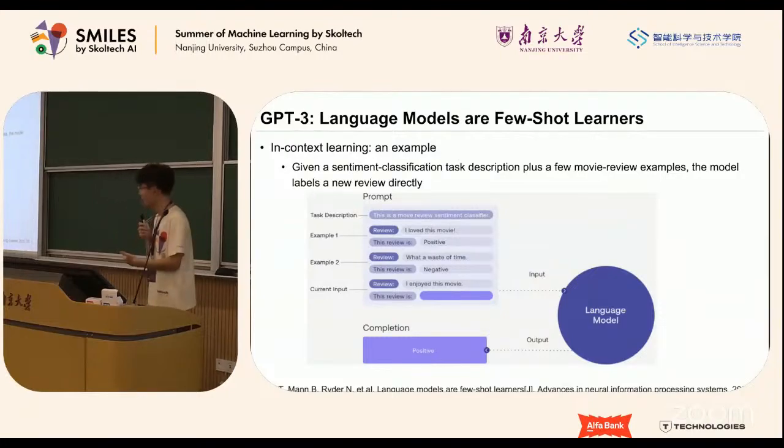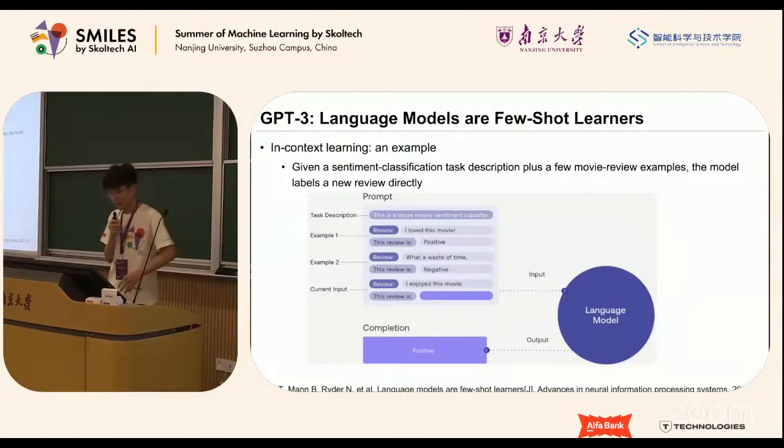This is an example of few-shot in-context learning on sentiment classification. The model is given a task description: this is a movie review sentiment classifier. This is followed by two examples with inputs and labeled outputs. First is, I love this movie. The example answer is, this is a positive sentiment. The second example is, what a waste of time. The answer is negative, obviously.